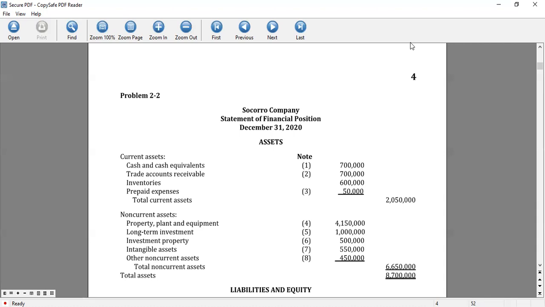Retained earnings 1.5 million, share capital at 100 par 5 million, and retained earnings appropriated for plant expansion of 500,000. So the total capital as given above is 7 million. Now we have to prepare a statement of financial position. First, we begin with current assets. Now, we are provided with the notes as required. Prepare the notes and computations.